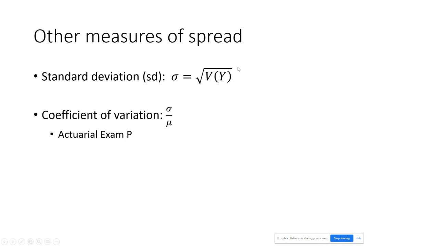And for those of you who are planning on taking actuarial exam P, you'll want to be aware of the coefficient of variation. So this is the standard deviation divided by the mean. We won't be using the coefficient of variation in this class, but it's good to have in your mind because it might come up on actuarial exam P.